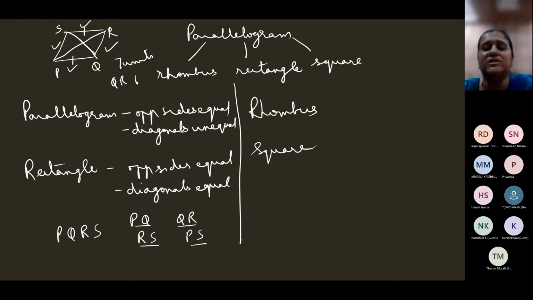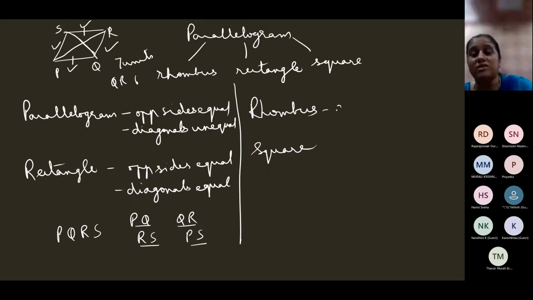If there is this additional thing, prove that it's a parallelogram and not a rectangle, then you must find the diagonals. You must show that the diagonals are unequal. So since the diagonals are unequal, it is a parallelogram and not a rectangle, because if it's a rectangle, diagonals will be equal. Same thing in a rhombus and square.